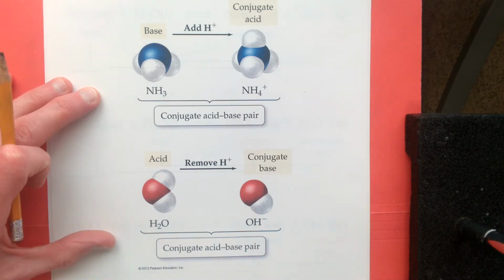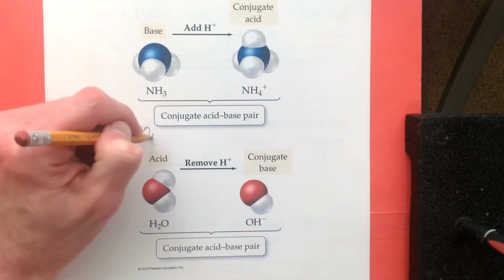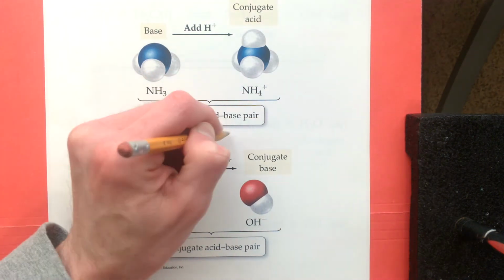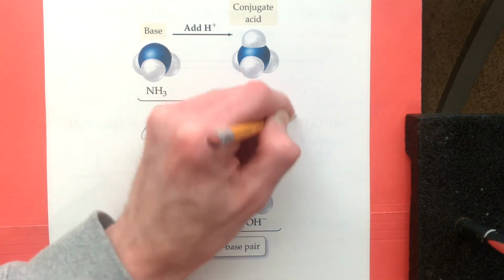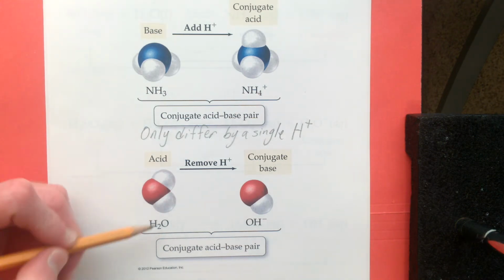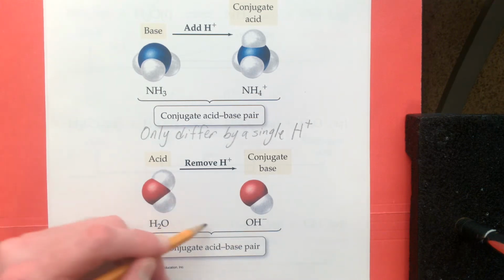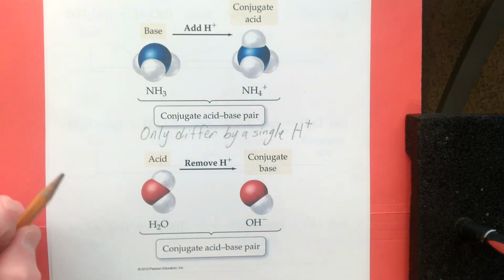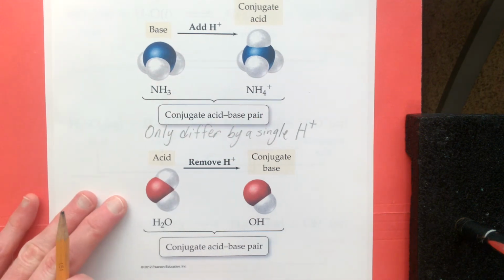A conjugate acid-base pair, a pair of species that is the acid and its conjugate base, or the base and its conjugate acid, will only differ by a single proton, a single H plus. You see we've got the H2O and the OH negative. The difference between these is an H plus. The NH3 and the NH4 plus: that's a difference of only a single H plus.